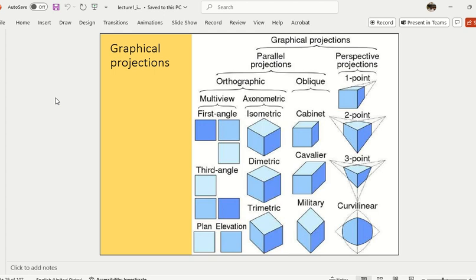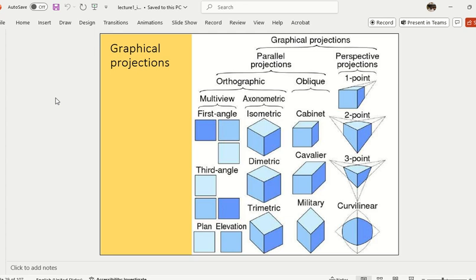Now why do we have the first angle? Why did they bother making the first angle method? Why did we put plan on the bottom? And why did we switch this? This is right hand side, this is left hand side. Why did we switch? What does it show? The first angle method shows something which you see every day.